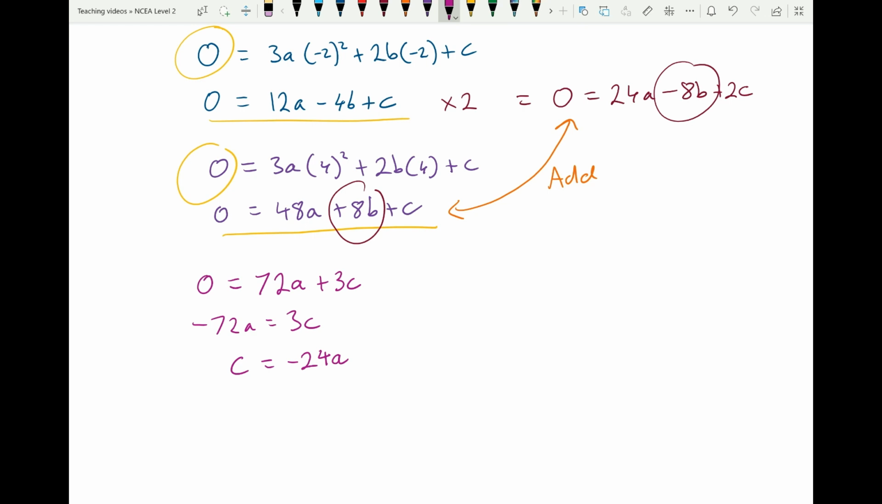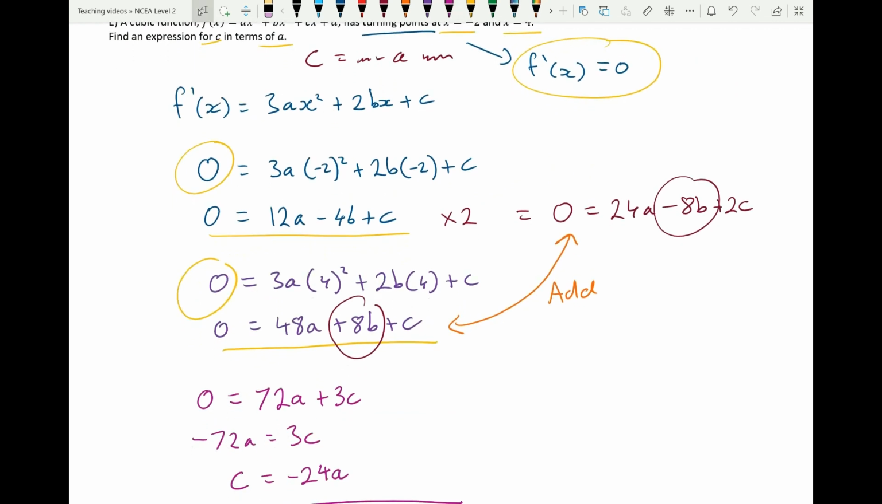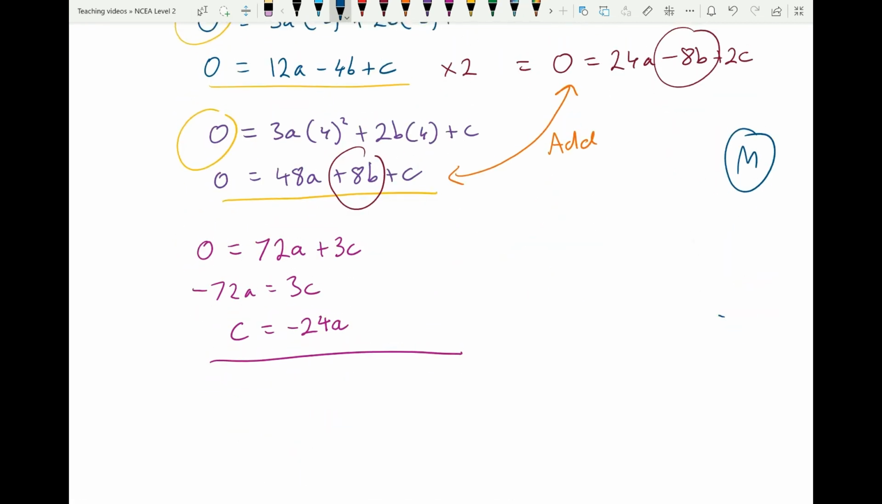And there is our answer. We have got an answer for c in terms of a. So in terms of the grading for that question, for achieved, a correct expression for f'(x) involving a, b, and c. So getting to here would be an achieved. For merit, forming the two equations using the information about the turning points. So that would be all of this getting to down here. And then for excellence, you have got the answer. And there we go. That is question 2 complete.